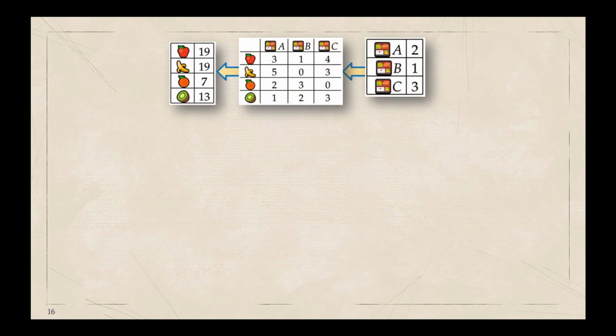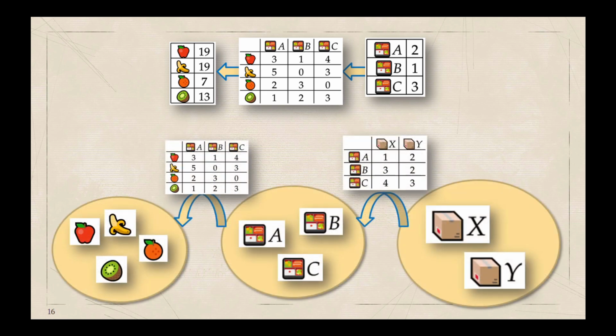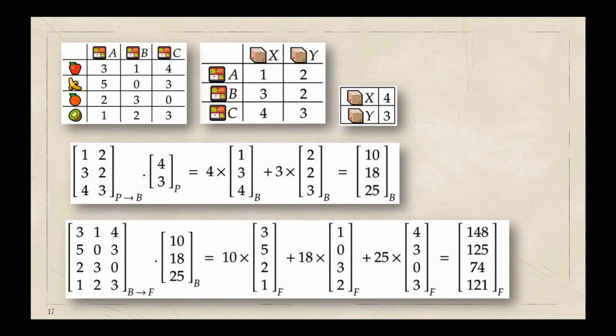Hello everyone. In the last chapter we had an introduction to matrices. We saw how a matrix can translate vectors from one world to the other and can act as a bridge between different worlds. We introduced three different but related worlds: a fruit world, a box world, and a package world. Then we saw how two matrices can be used consecutively to translate a vector from package world to box world and then from box world to fruit world.